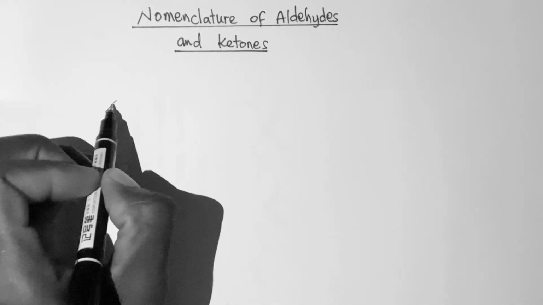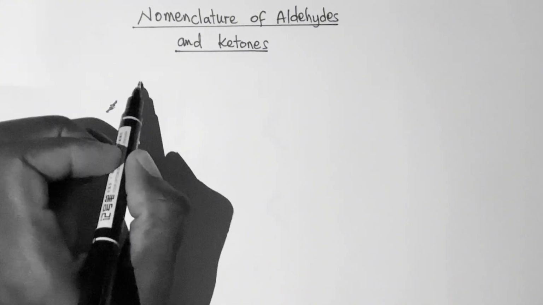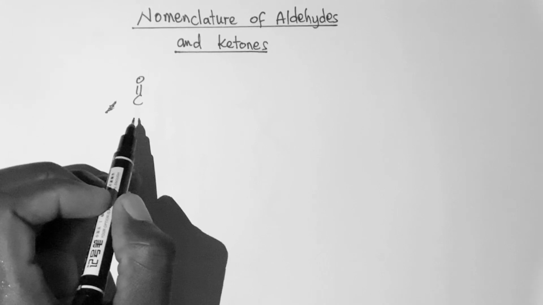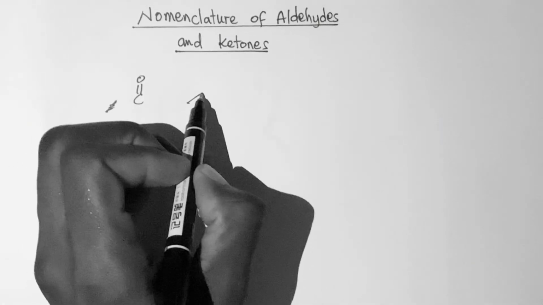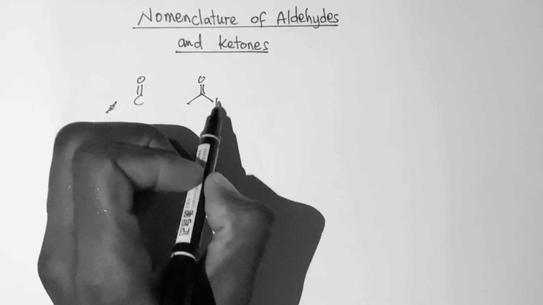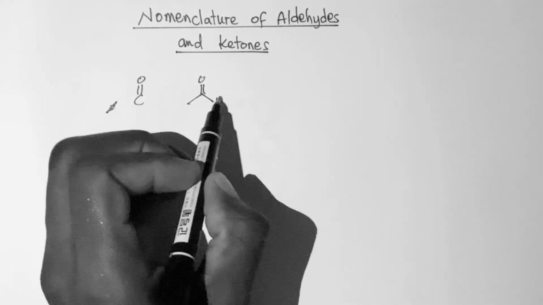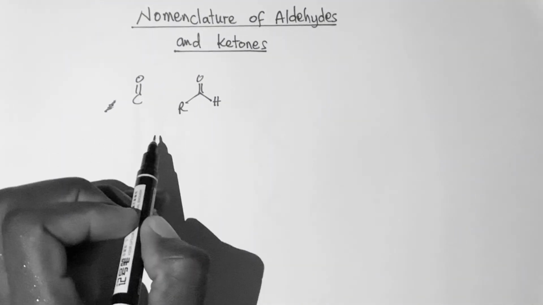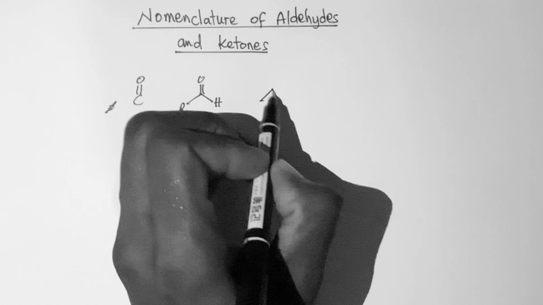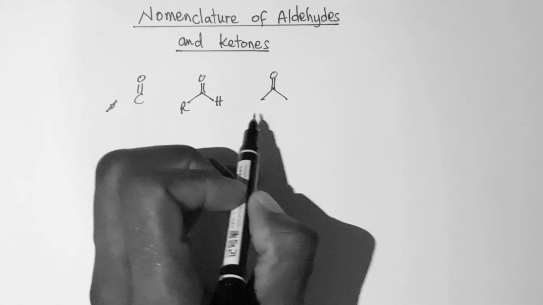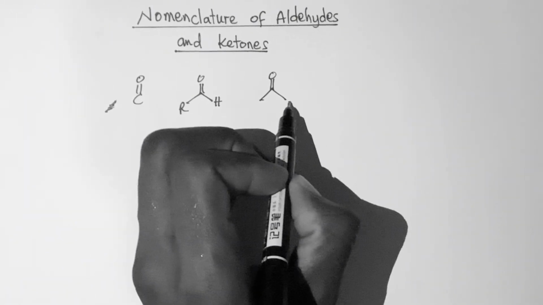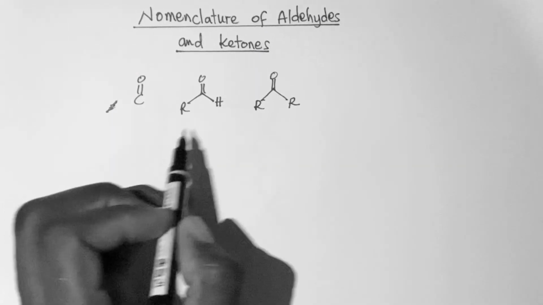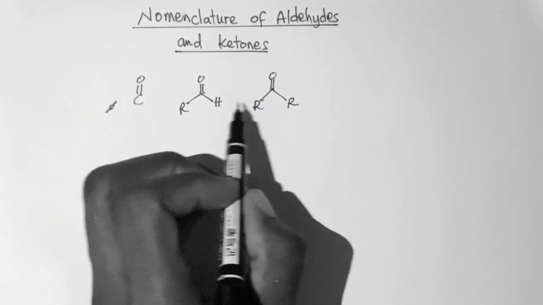Anytime you see a carbon that is doubly bonded to an oxygen, it is called a carbonyl in organic chemistry. So aldehydes look like this. Always the carbonyl has a proton bonded to it, and then the other part is a hydrocarbon. And then a ketone has a carbonyl bonded to a hydrocarbon on one side and another hydrocarbon on the other side. So that is the difference between aldehydes and ketones.